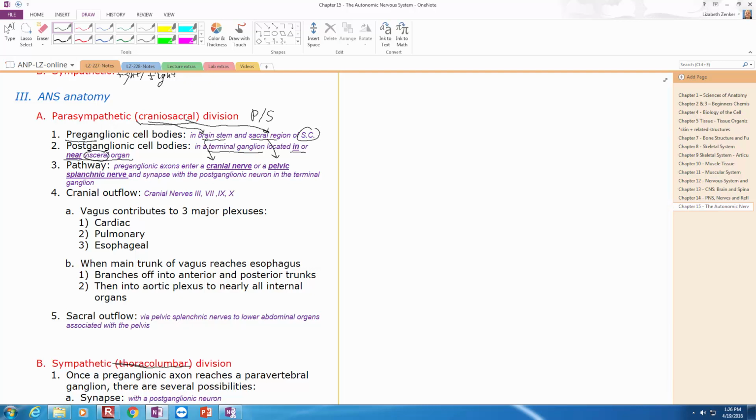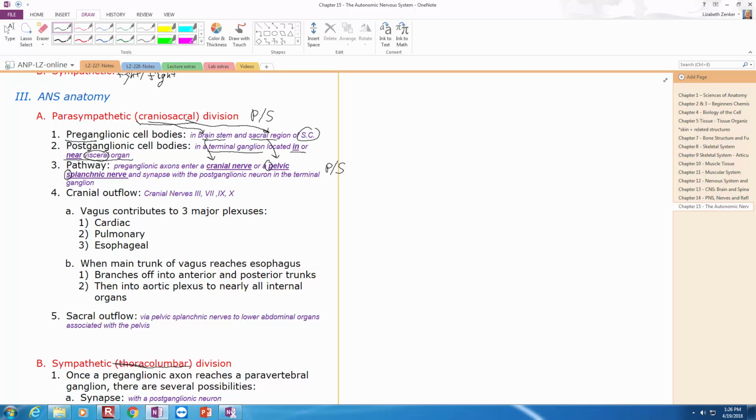So the other thing that you want to keep in mind, you will learn that there are other nerves called just splanchnic nerves. And those are sympathetic. This is a pelvic splanchnic, which is parasympathetic. So one way to remember that is you have P for pelvic and S for splanchnic, and that goes along with P/S for parasympathetic. That's one way you can remember that pelvic splanchnic are parasympathetic versus just splanchnic nerves are sympathetic.